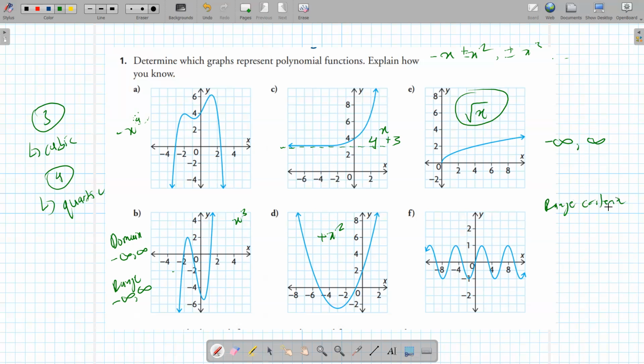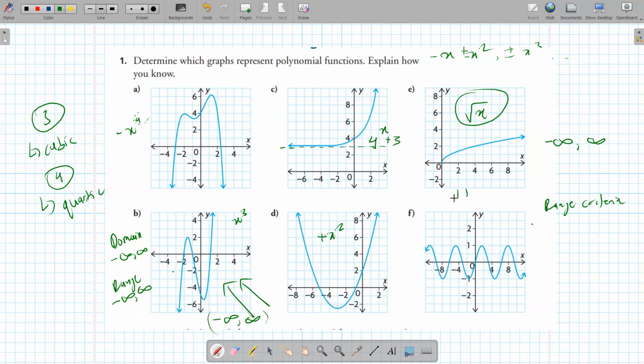So if it's an odd function, what's the range for an odd function? Odd polynomial. Like this, what's the range of x cubed? Range means the possible y values it can take. It's going to be from negative infinity to positive infinity. It can be anything, right? Same thing for its domain. It can be anything.